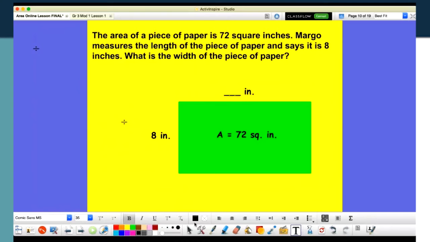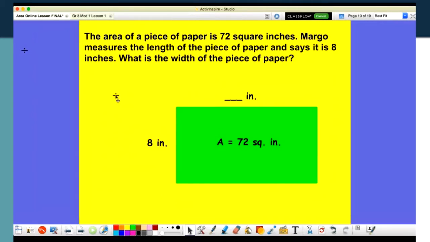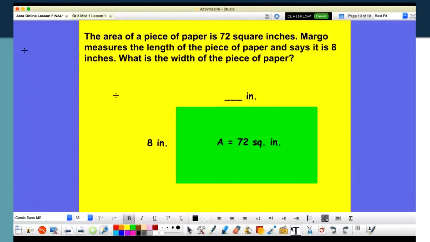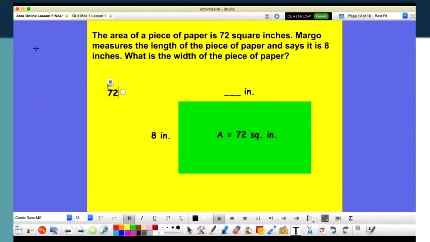So if I know the total, I could use division, and I can say my total is 72 divided by 8. And in this case, I know my facts, 8 times 9, you might have been thinking that, is equal to 72. Therefore, my missing width in this problem would be 9 inches.